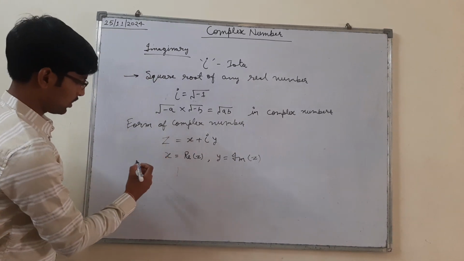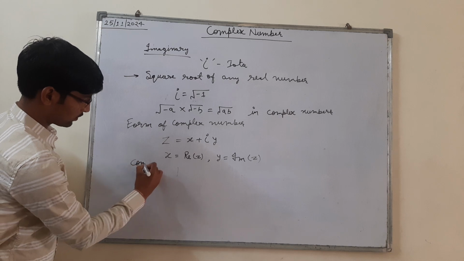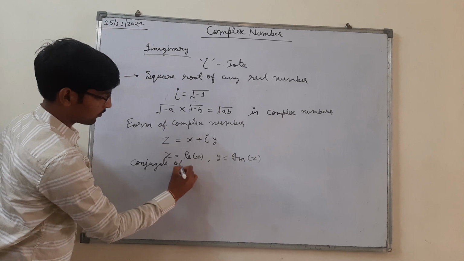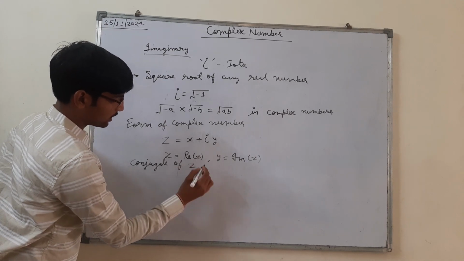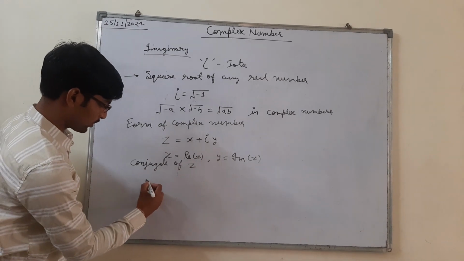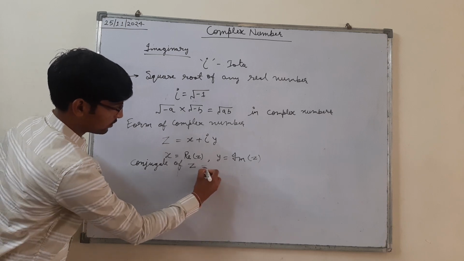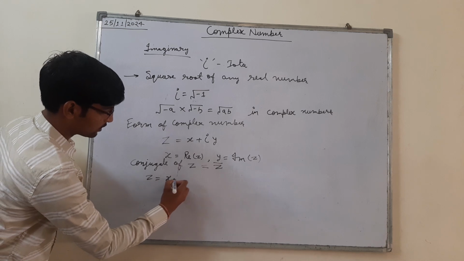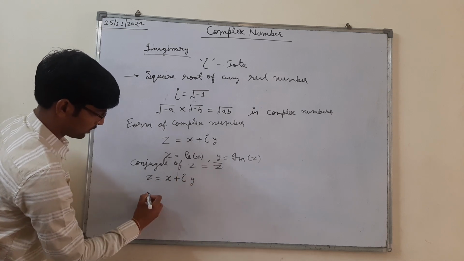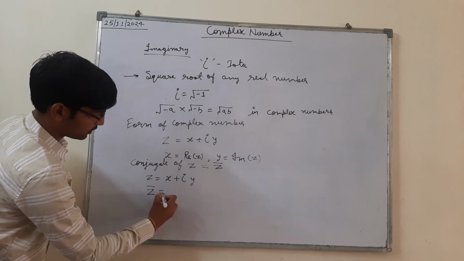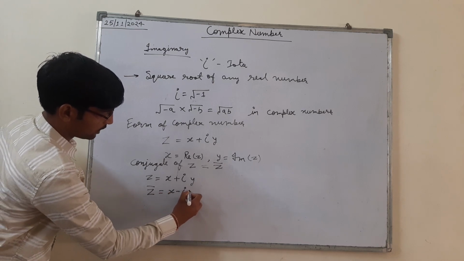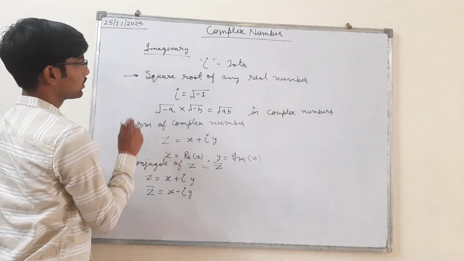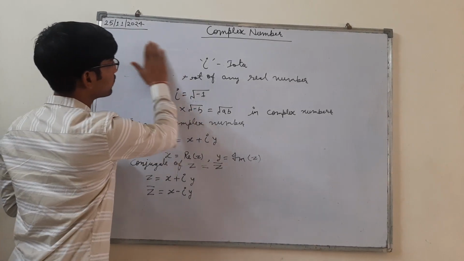Now we study the conjugate of z, which is a complex number. The conjugate of z is z bar, and if z is equal to x plus iota y, then z bar is equal to x minus iota y. Okay, this is the thing. Now move forward.